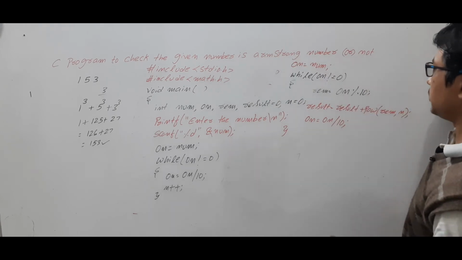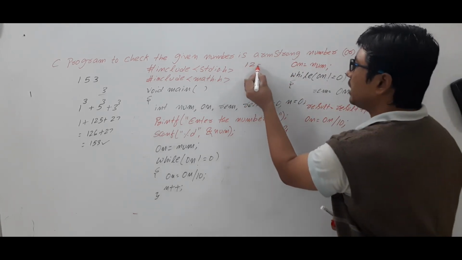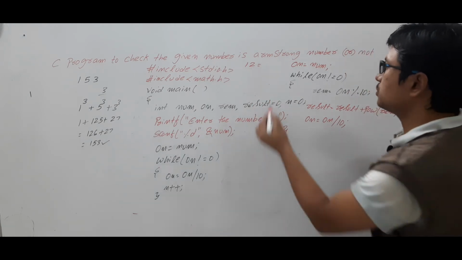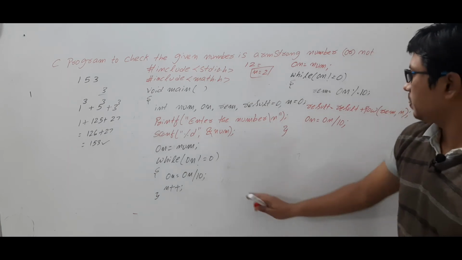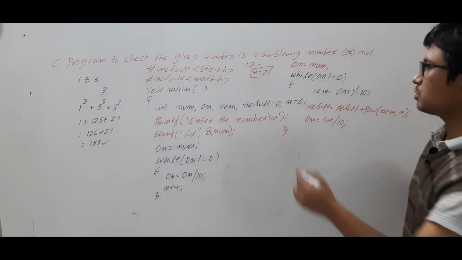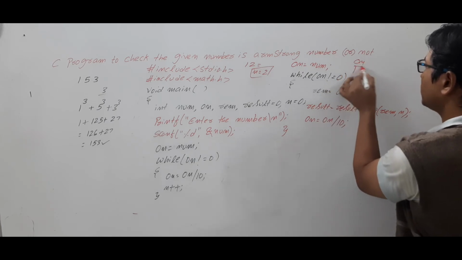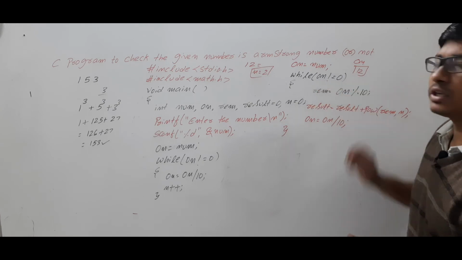Let me take a simple number again, 12. For 12, I will get the number of digits as 2, so n consists of 2. Will you agree with me or not? Okay. Now look at this one. on is equal to num, so even on consists of number 12. Now what is the condition? While on not equal to 0.